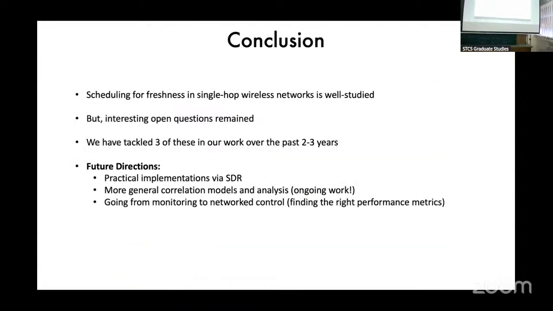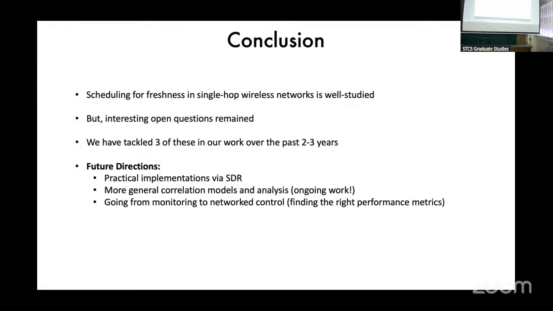And so the high-level conclusion of this talk is that scheduling for freshness in single-hop networks is fairly well studied at this point. It's been about a decade since people have been looking at this problem. There were a few interesting questions that we wanted to tackle that we felt had remained open. We have partial answers to those questions. The three important future directions that I see in this space are, first, practical implementations with software-defined radios, especially for the CSMA work, and second, more general correlation models and analysis.